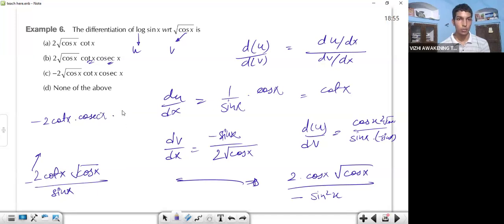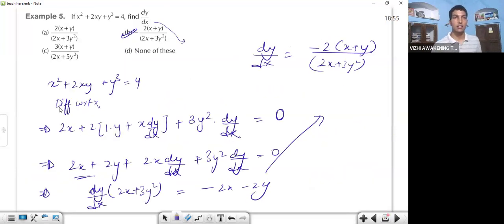Cosecant x into root of cos x, which matches our option, which is B. Sorry, C. So C is the correct answer. Okay, so this is all about today's class. There are 5 minutes remaining, so if you have any doubt, then you can ask.